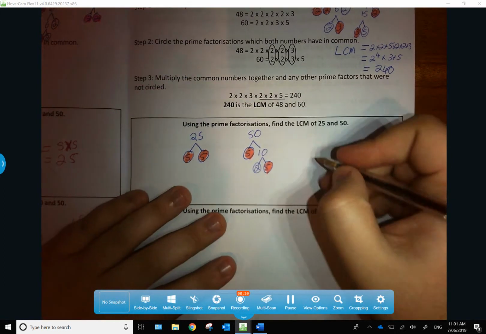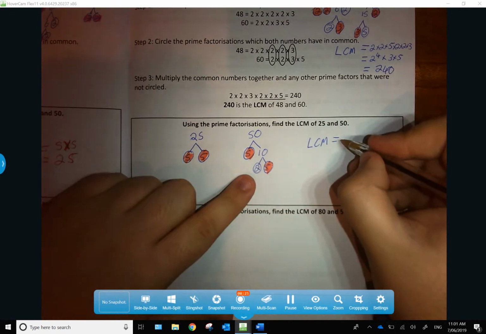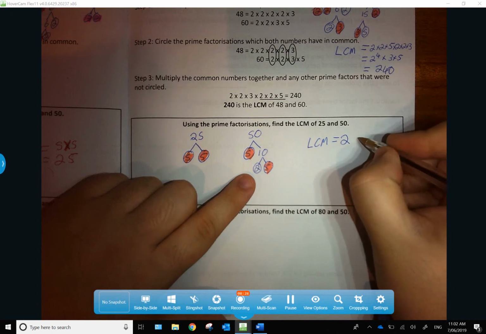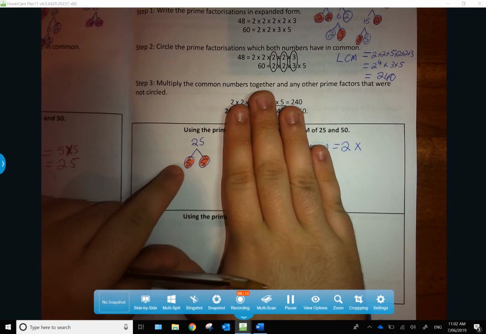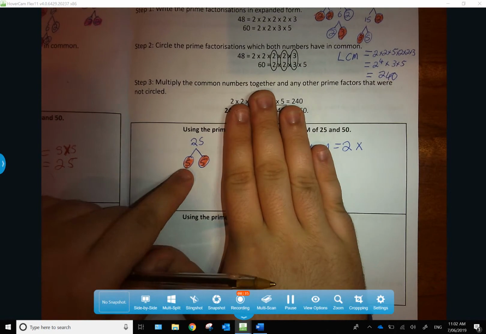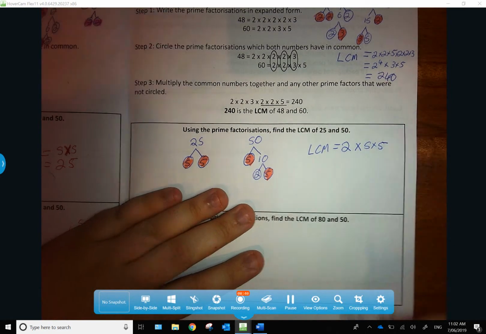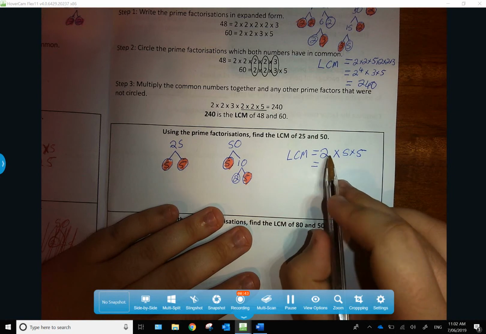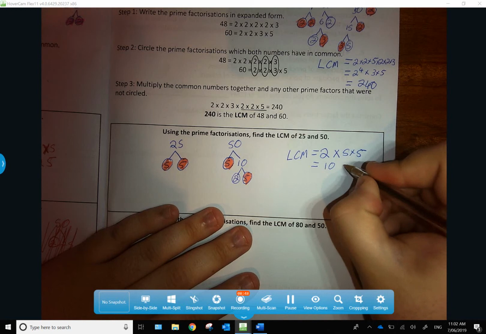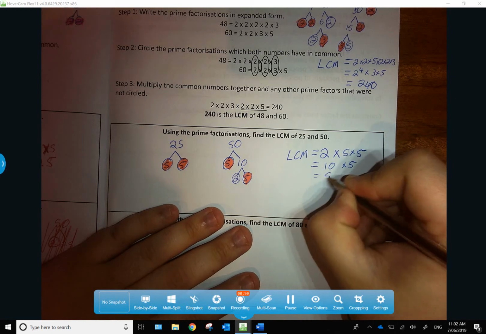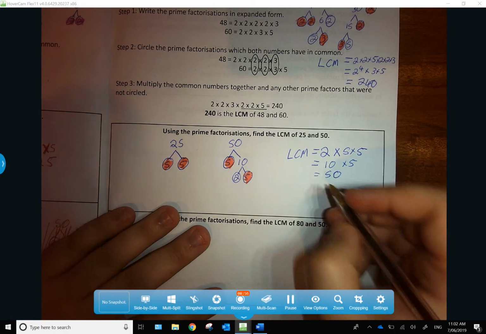Okay, so the LCM equals one of the unhighlighted ones, so 2, times by, now I need to check with the other one, 5 and 5. So all the highlighted bubbles in one of the trees. So 5 times 5. Okay. So let's do this. What's 2 times 5? 2 times 5 is 10. And 10 times 5 is 50. Okay. So the lowest common multiple of 25 and 50 is 50.